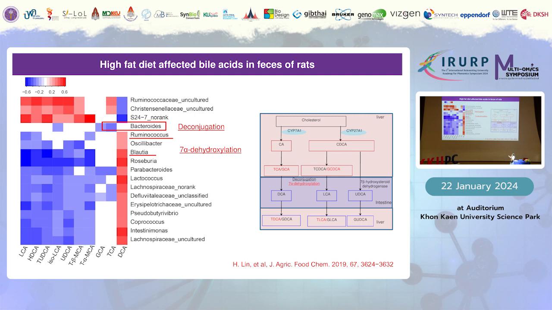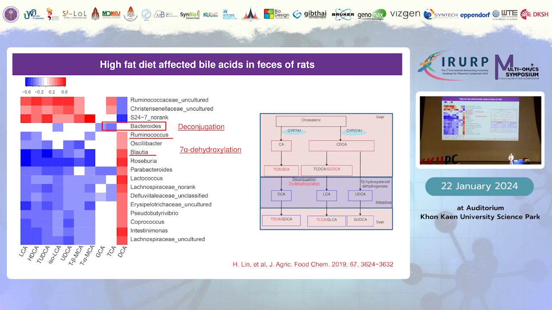Blot here. So this one is highly correlated with the increase of deoxycholic acid, and this one has the function of 7 alpha dehydroxylation. So you can see the dehydroxylation of the taurine or glycine conjugated cholic acid produces deoxycholic acid. Again, this deoxycholic acid goes back to the liver and is conjugated again, so we can see that the taurine conjugated deoxycholic acid also increases in the plasma, as we saw in the earlier slides.